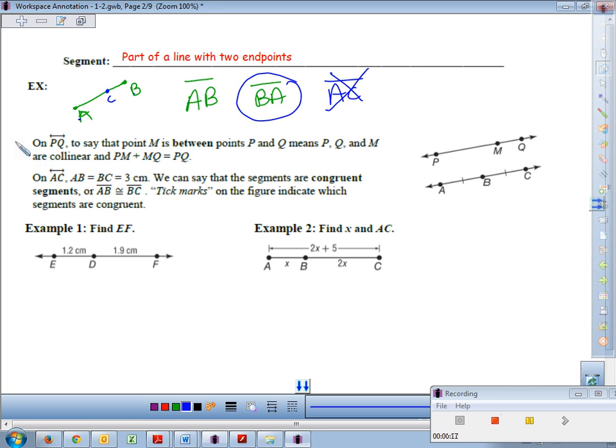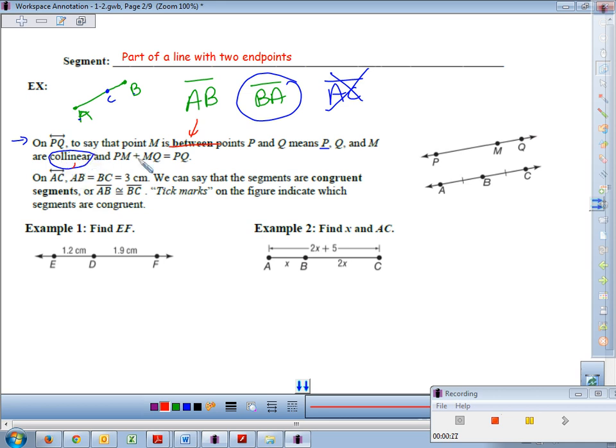So then let's talk about the word between. On line PQ, to say that point M is between points P and Q means that P, Q, and M are collinear. Holy cow, I'm giving you a vocab word in the word between. And in that vocab word, it has another vocab word of collinear. Can you kind of see why we need vocab tests in here? Because we'll have a vocab word inside of a vocab word. What does collinear mean in the first place?